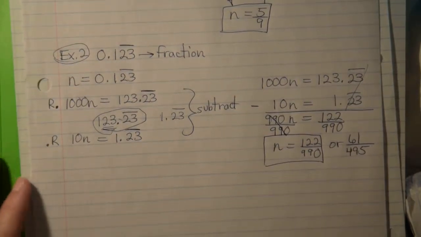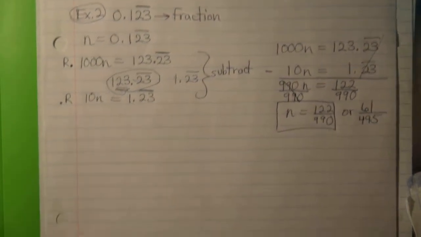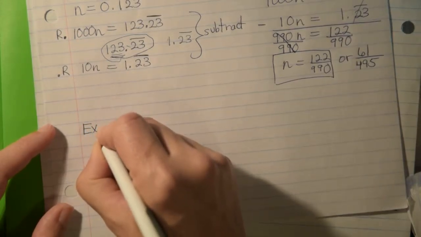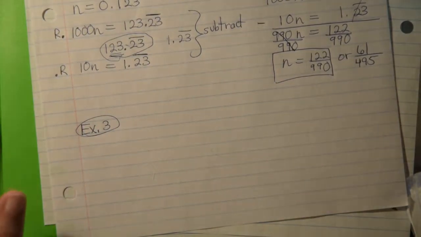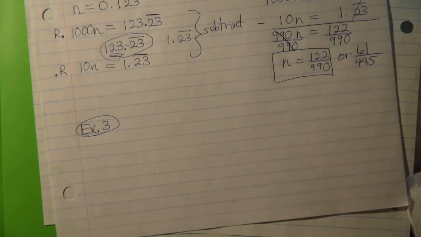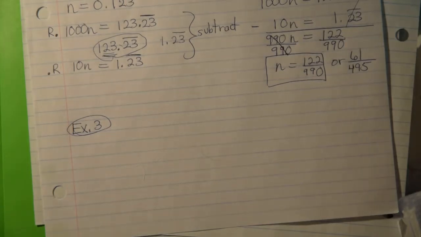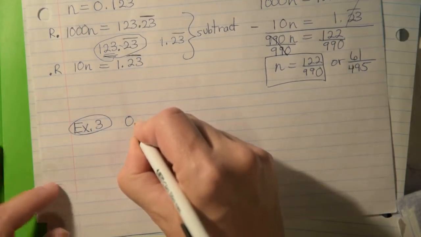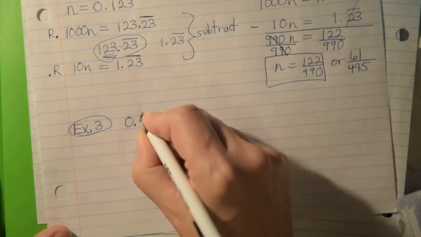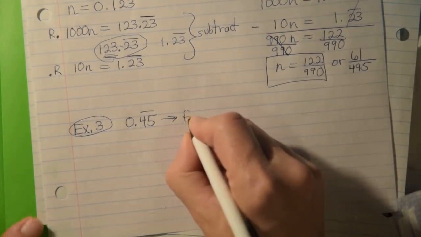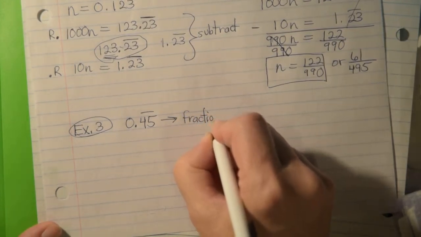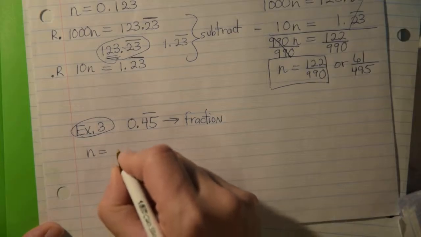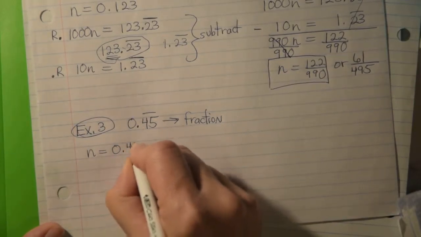So that was a little bit more complex. Let's go back and do something like, hopefully it's starting to make a little bit more sense. Let's do one with just 2 numbers repeating. 0.45 repeating to a fraction. So we're just going to call this n. N equals 0.45 repeating.